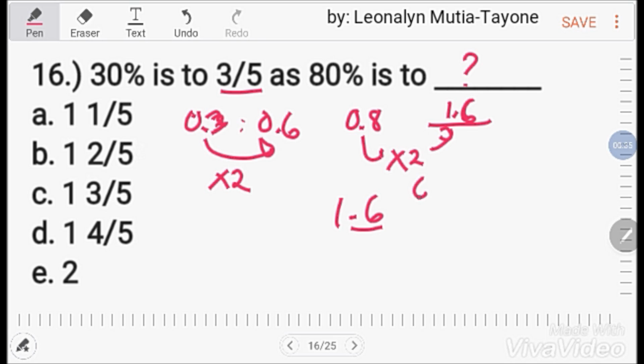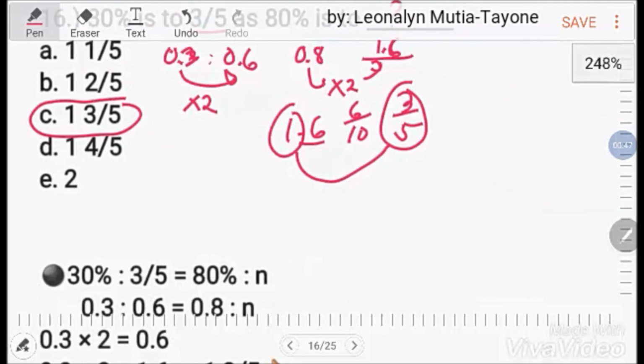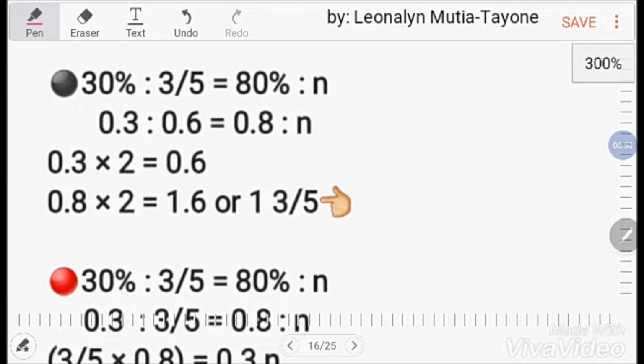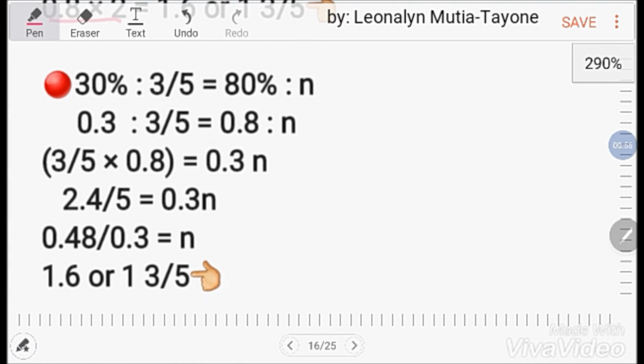Itong 0.6, 6 over 10 or 3 over 5. So, 1 and 3/5. Nandyan ba? O, nandyan si 1 and 3/5. Ngayon, i-double check natin sa ibang mga solusyon. So, ito na yung ginawa natin. Pwede nyo i-pause ang video para mas makita nyo yung solution ko.